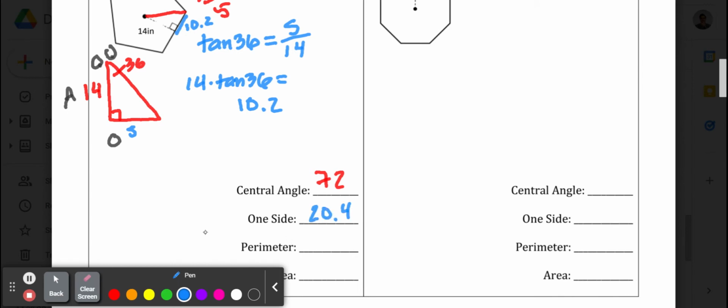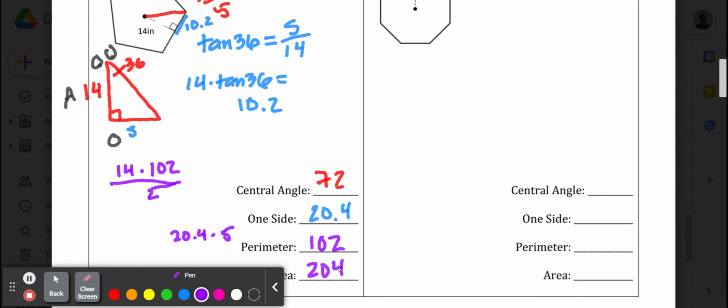And it's 5 sides, so we're going to just do 20.4 times 5, which gives me 102. And then for the area formula, we are just going to do apothem, which is 14, times the perimeter divided by 2. So times 14 divided by 2, and we get 204.